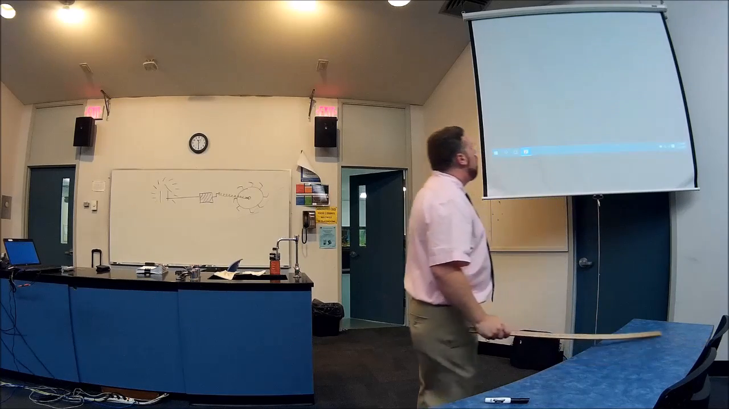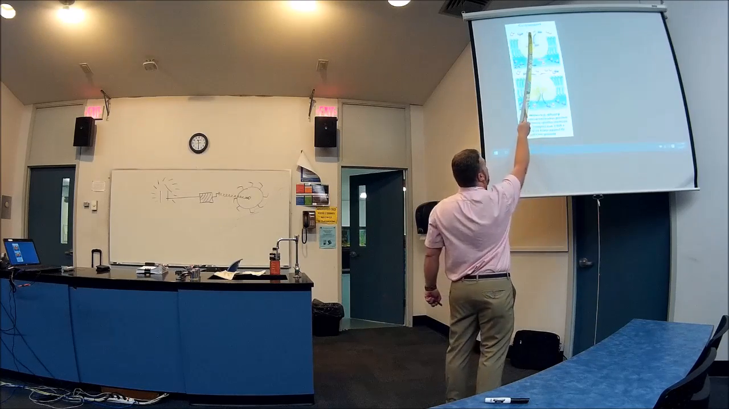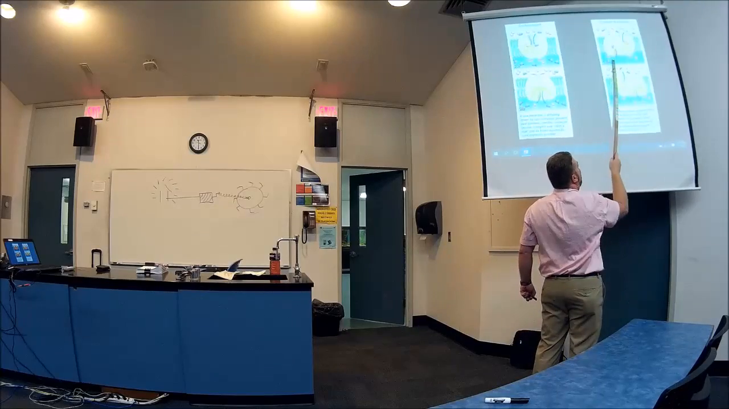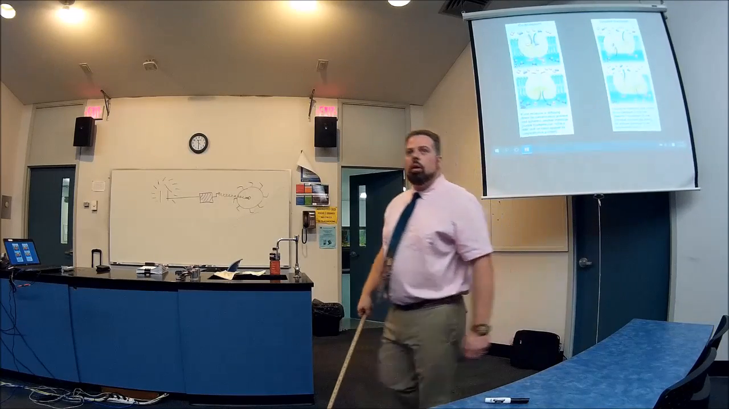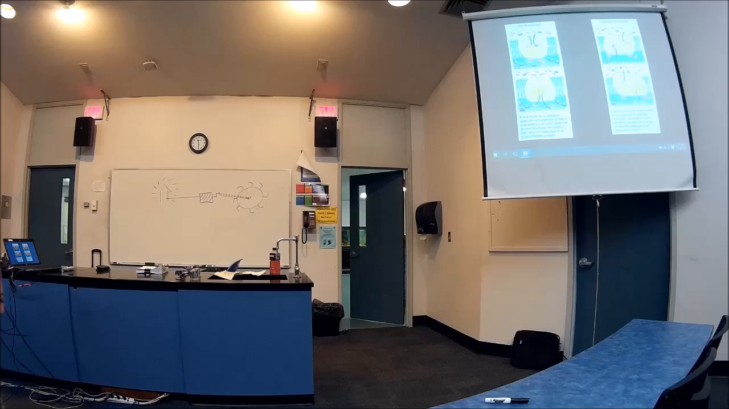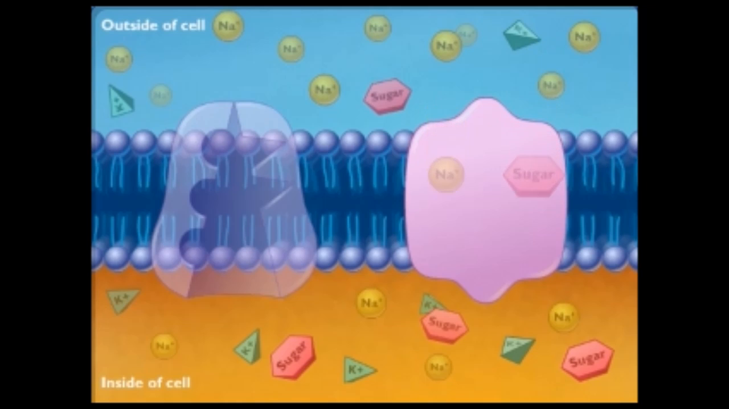All right? So here, this is going in the same direction. This is co-transport. And one's going one way, the other one's going the other way. That's going to be antiport. All right? Questions thus far? Small molecules, such as sugars and amino acids, can be transported up a concentration gradient.